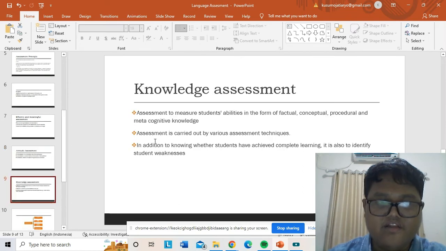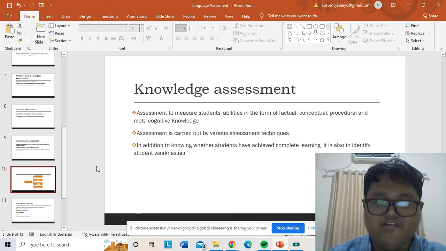Knowledge assessment. Assessment to measure students' ability in the form of factual, conceptual, procedural, and metacognitive knowledge. Assessment is carried out by various assessment techniques. In addition to knowing whether students have achieved complete learning, it is also to identify student weaknesses.